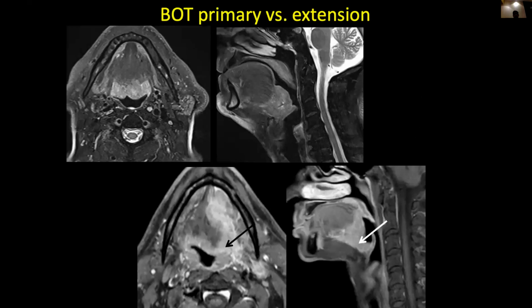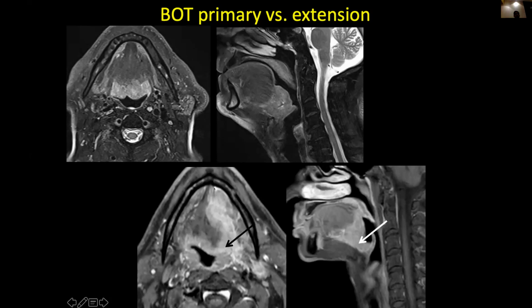We must keep in mind that we differentiate between the base of the tongue disease vis-a-vis a disease in the anterior tongue reaching up to the base tongue. So this is a classical example of base tongue disease. You can see the disease is only limited to the base tongue. It is involving the posterior 1/3, and the anterior part of the tongue is absolutely normal.